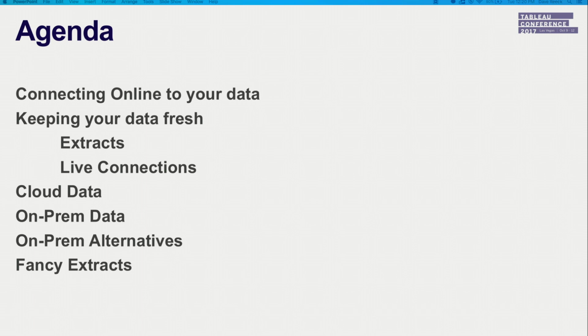Here are the basic topics that we're going to cover today. Really, some general ideas about connecting to online, how you get your data there, and some general ideas to think about, because it actually turns out to be fairly complicated. And then being able to keep your data fresh. There are a couple of different methods we'll talk about. We'll talk specifically about cloud data and on-prem data, and that's my little feature at the end, Tableau Bridge. We'll also talk about a couple of alternatives that we talked about earlier, and if we have time, we'll get into fancier extracts. Feel free to ask questions if anything comes up.